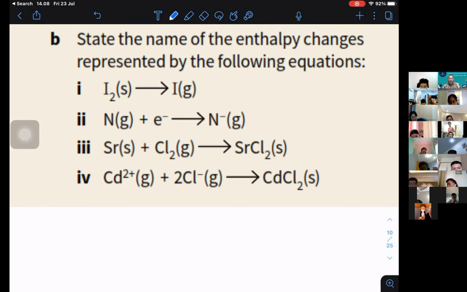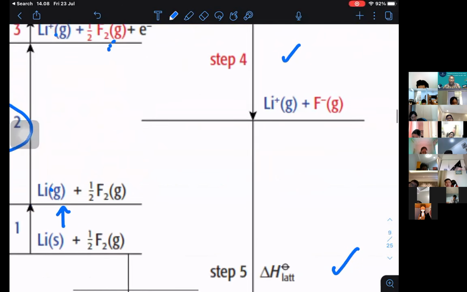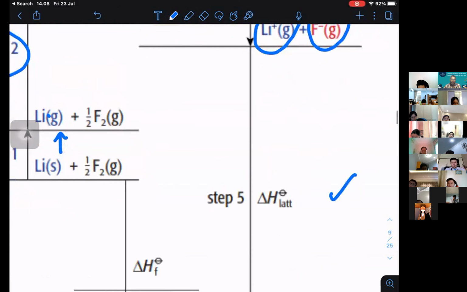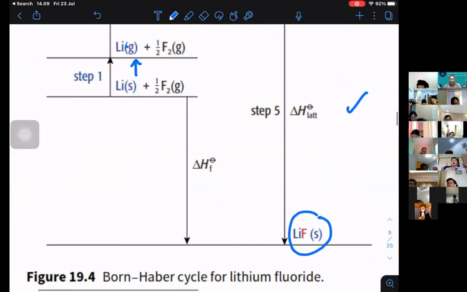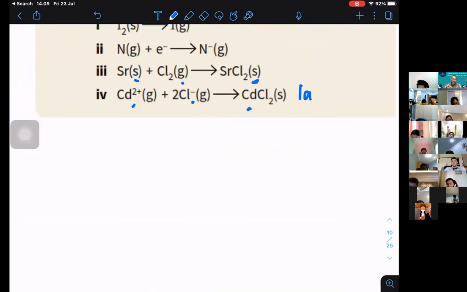Formation. Yeah, this is formation. You see, solid, 1 mole. You're forming it from the elements, so formation. And then here, this is going to be ions, forming 1 mole. So this one, Michelle, what is this? Formation? No. Ions and they are gas. You see, ions and gas, they give you. So this one is going to be lattice energy, Michelle. Yeah, this one is going to be lattice energy.